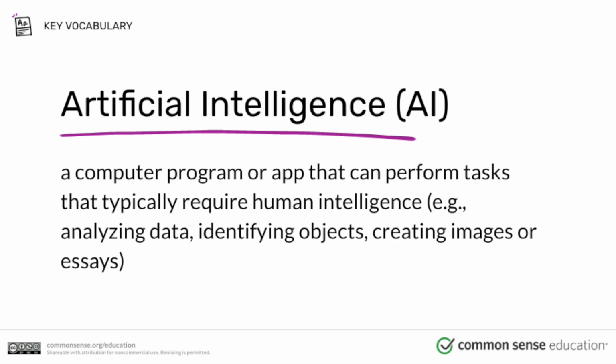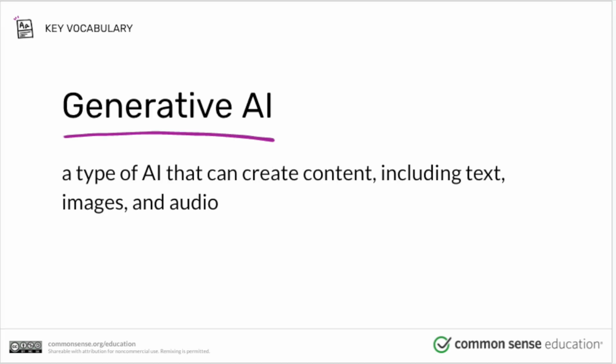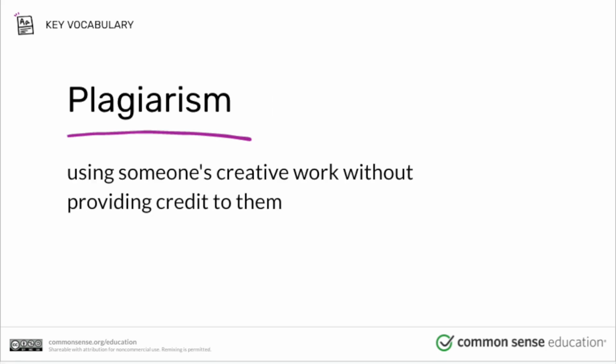Today's first vocabulary word is artificial intelligence, AI, a computer program or app that can perform tasks that typically require human intelligence. For example, analyzing data, identifying objects, creating images, or essays. Generative AI is a type of AI that can create content, including text, images, and audio. Finally, plagiarism, using someone's creative work without providing credit to them.